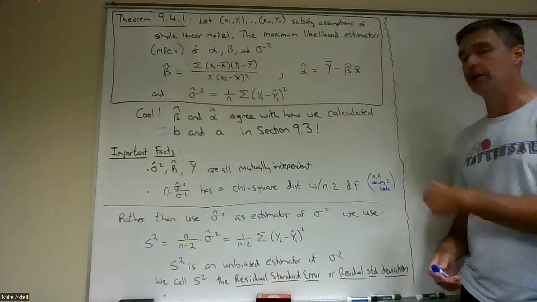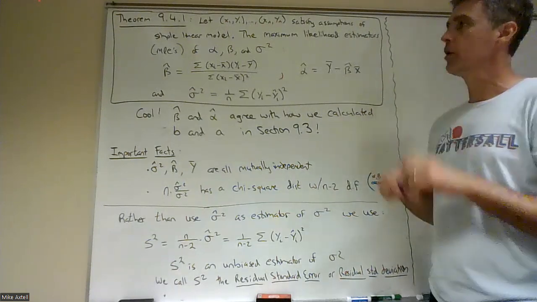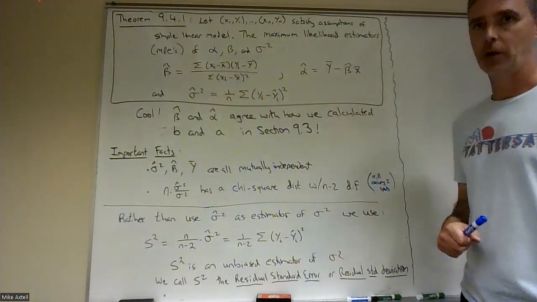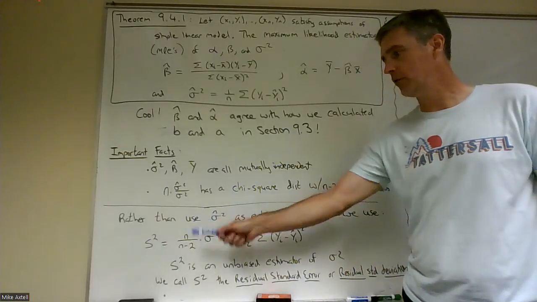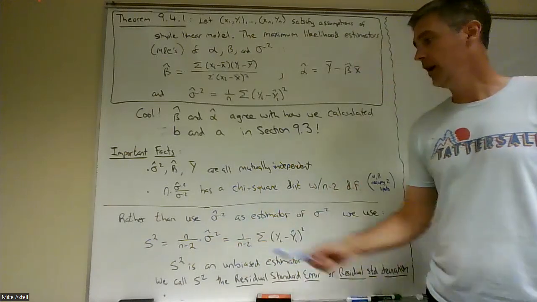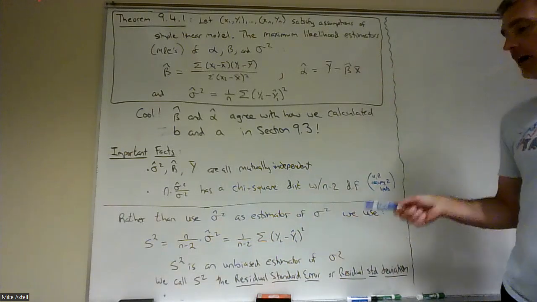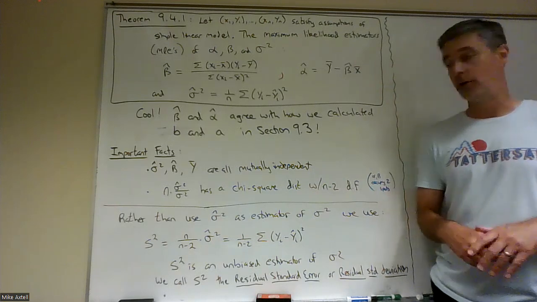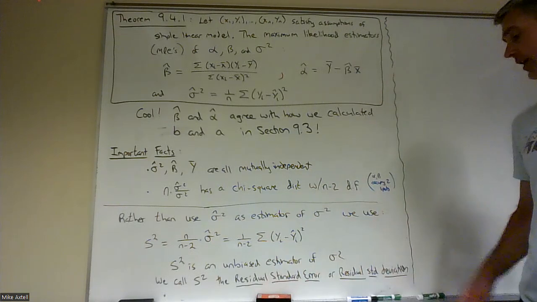Roughly speaking, the alpha and the beta occupy 2 of the slots. There's one small problem with sigma squared hat, the estimator for sigma squared. It's biased. But we can fix it. If I define s squared to be n over n minus 2 times sigma squared hat, that simplifies to this quantity. It turns out that s squared is an unbiased estimator of sigma squared, and I like unbiased estimators, so we're going to stick with that one. We call s squared either the residual standard error or the residual standard deviation.